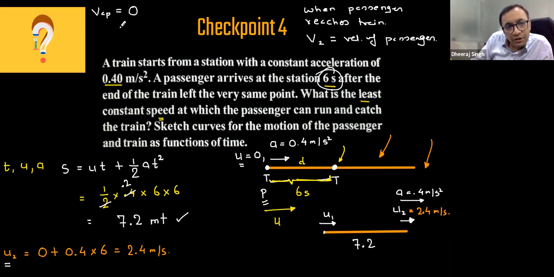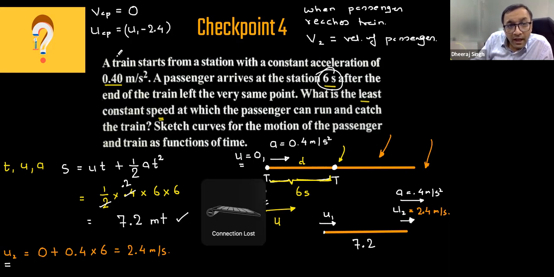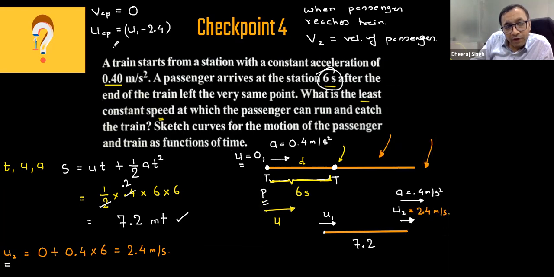Initial velocity of approach is how much? U1 minus 2.4. U1 minus 2.4. And initial acceleration of approach is what? Plus 0.4 or minus 0.4? Acceleration of approach. Minus of 0.4, right? The distance of approach is what? 7.2 distance they have to approach.